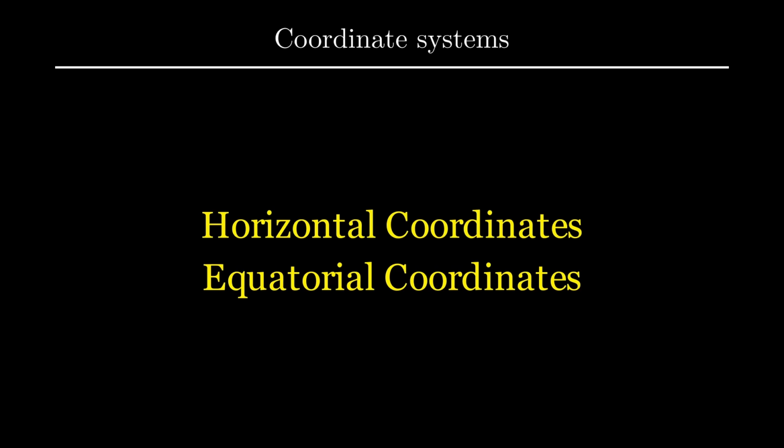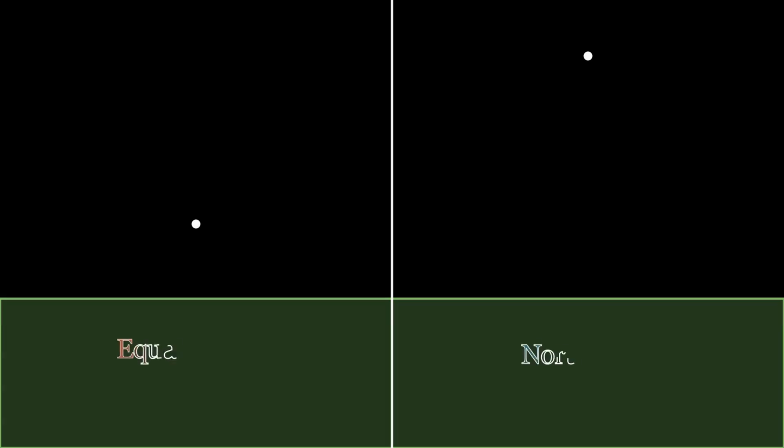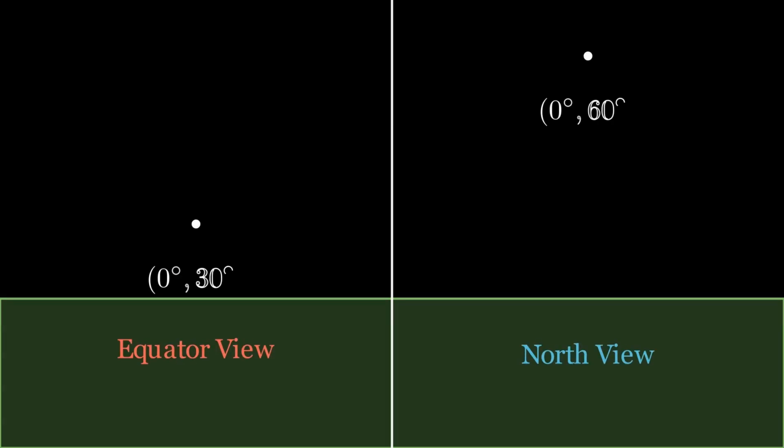Horizontal coordinates are centered around the viewer. If two people were staring at the night sky in different locations, suppose one is sitting near the North Pole and one is sitting near the equator, if they both look at a star, such as the North Star, it will appear to be in different positions in the sky. Since horizontal coordinates are centered on the viewer, they will record a different set of coordinates for the North Star. So how do we define horizontal coordinates?